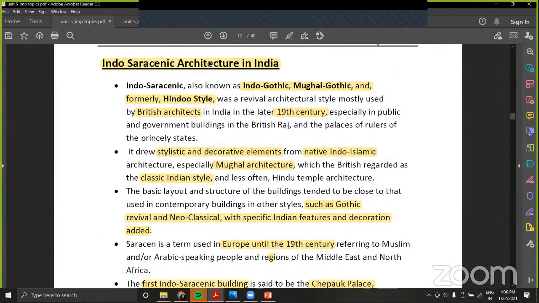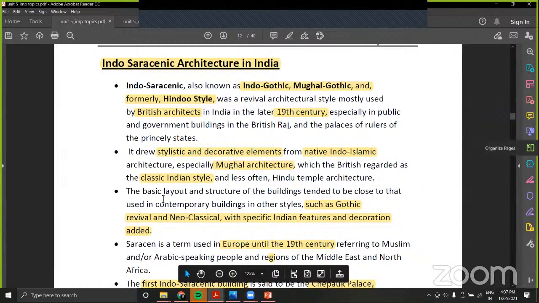So Indo-Saracenic architecture in India, which is also known as Indo-Gothic, Mughal Gothic, and formerly known as Hindu style. Indo-Saracenic comprises of our own Hindu style in India, combined with the Gothic and Mughal styles. We all know the Mughal period, right? You studied Mughal architecture in the previous period. So they combined both Indo-Saracenic and Mughal.